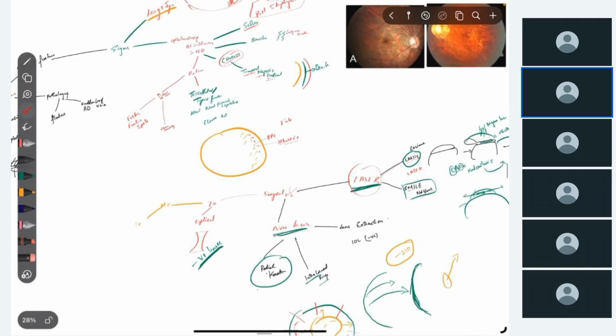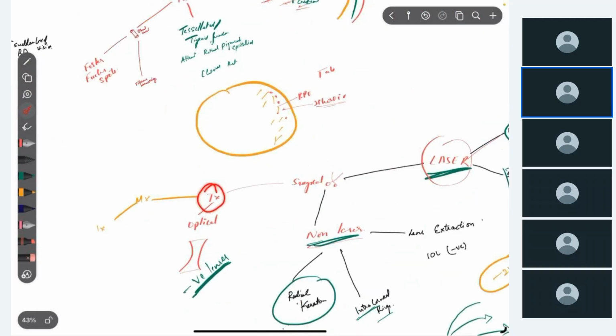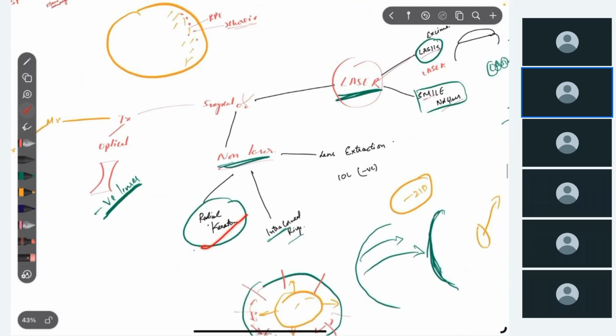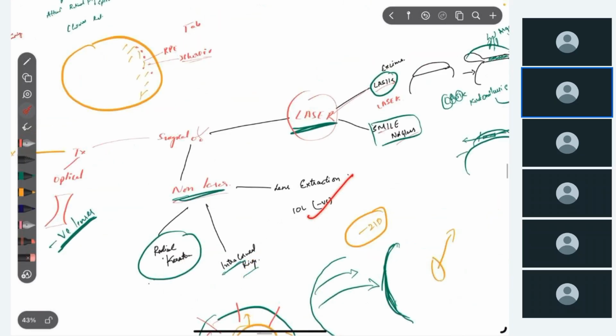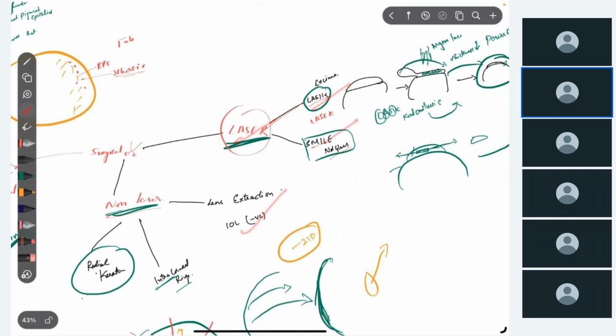And then treatment is always aimed at decreasing the power of the eye. You can decrease the power of the eye using optics or surgery. By using optics, you can use negative lenses to decrease the power, or surgery, non-laser or laser method. In this, radial keratotomy, intracorneal ring, lens extraction. Using laser, LASIK, SMILE, that is small incision lenticular extraction, can be used.